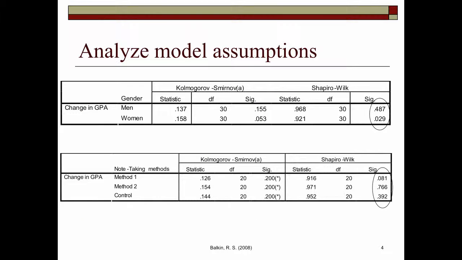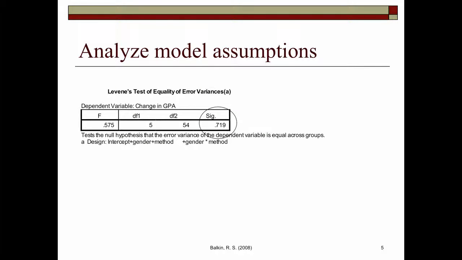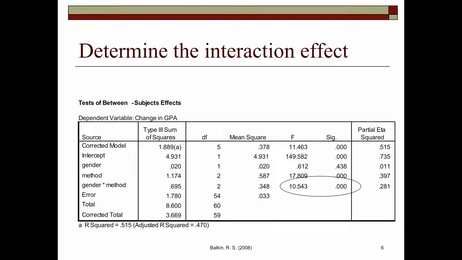So just like in the first case, we look at the model assumptions and we notice that we did meet the normality assumption for all levels of each of the independent variables. And we also met the homogeneity of variance assumption. So now we look at the interaction effect. And as we look at the interaction effect, we do see a significant interaction. Notice p is less than 0.01. We definitely have a significant interaction.